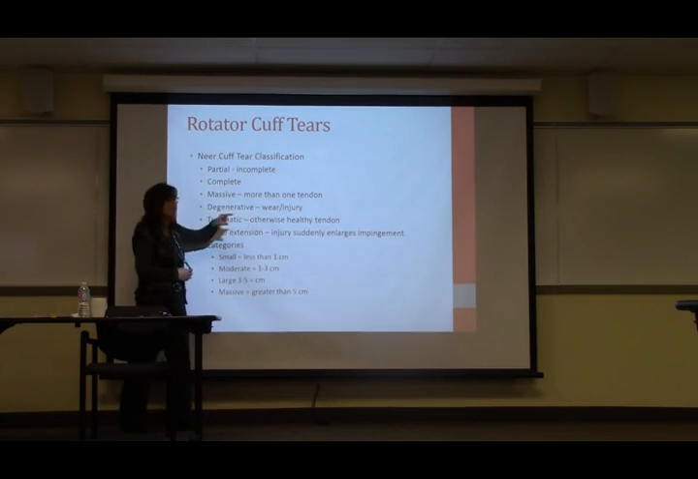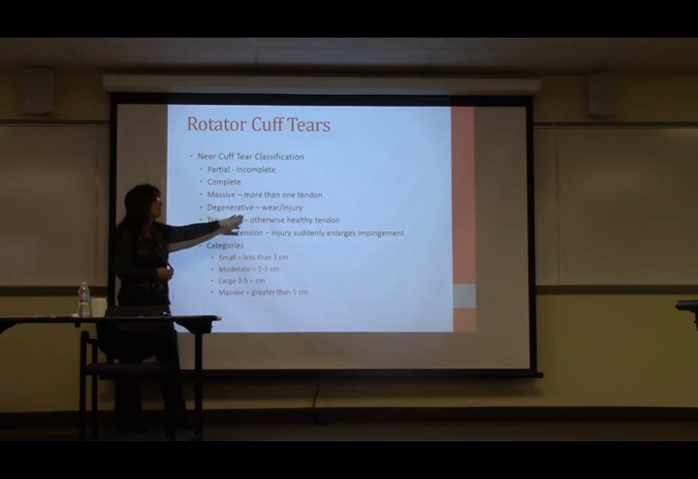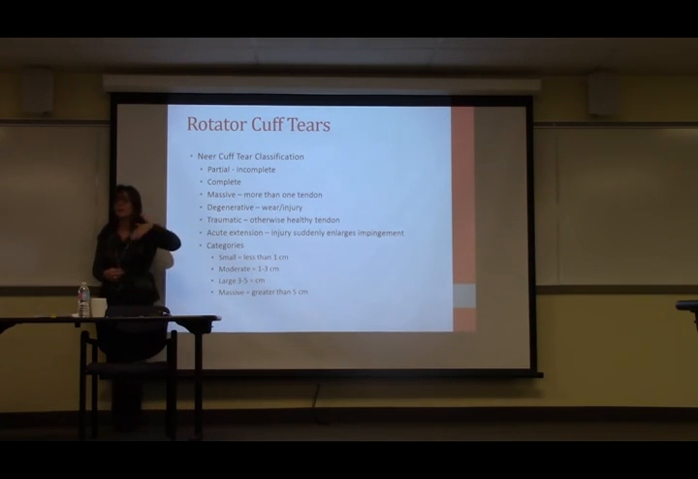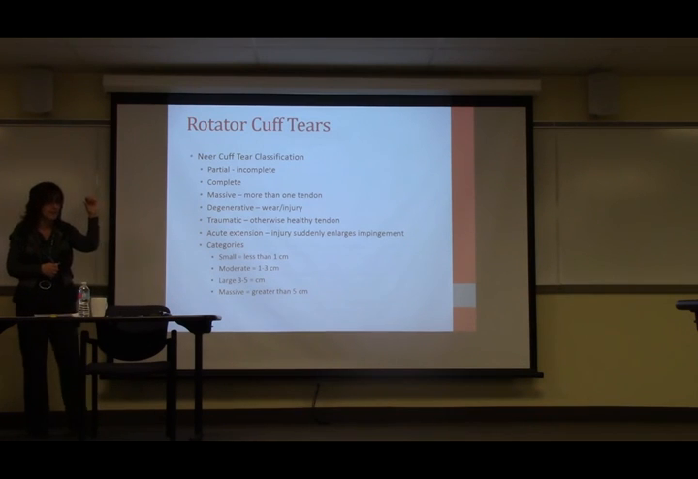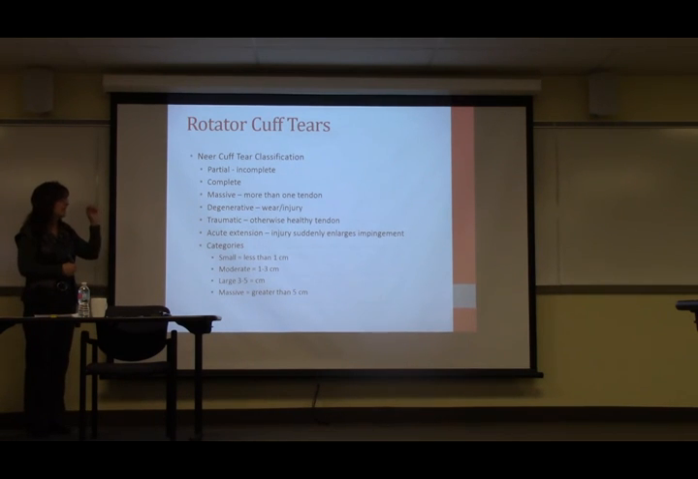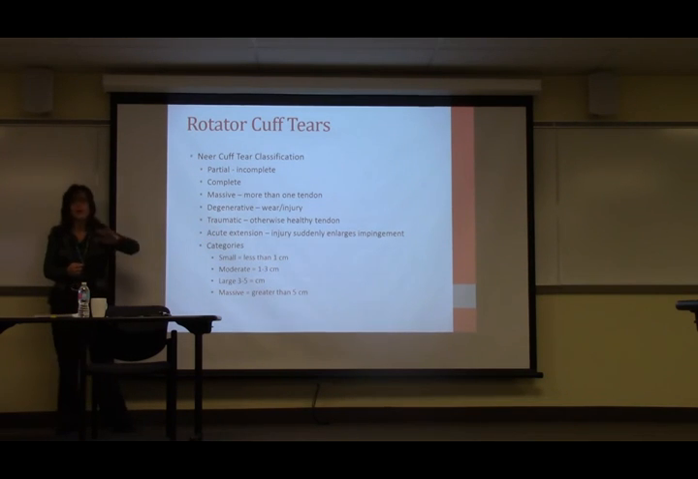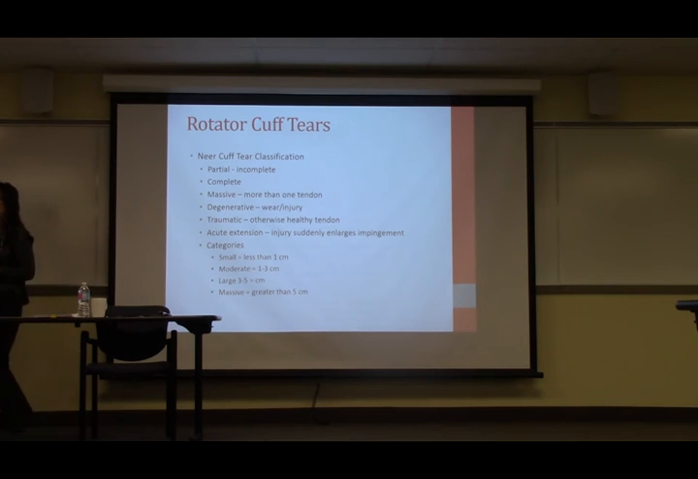But this degenerative tear is the one that's related to that impingement syndrome, where the wear that occurs over and over again with that decreased subacromial space creates a tear in the tendon. But you can also have something traumatic, a fall with an outstretched arm, motorcycle accident, bike accident, car accident, anything high speed of injury can happen.